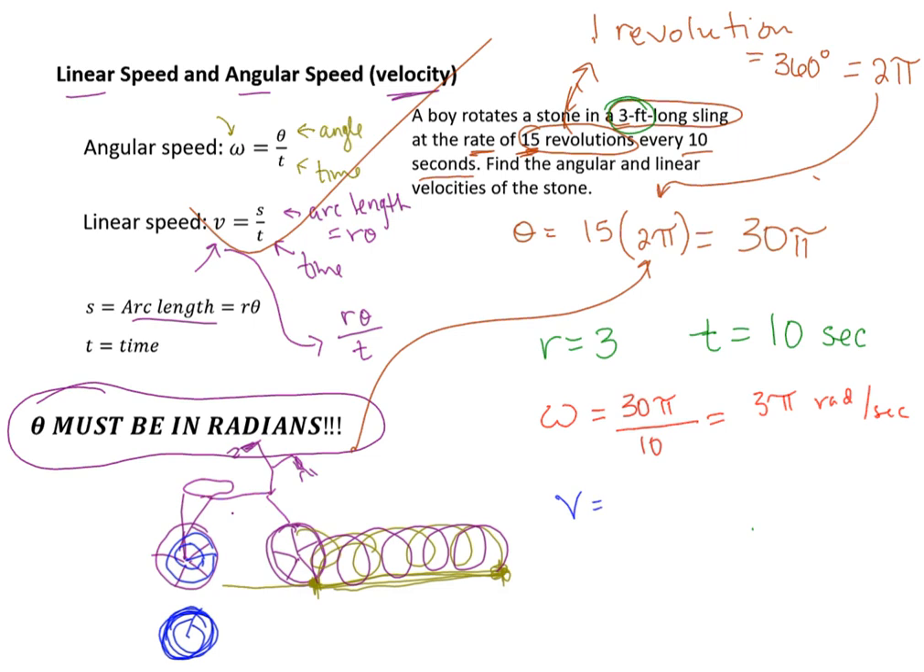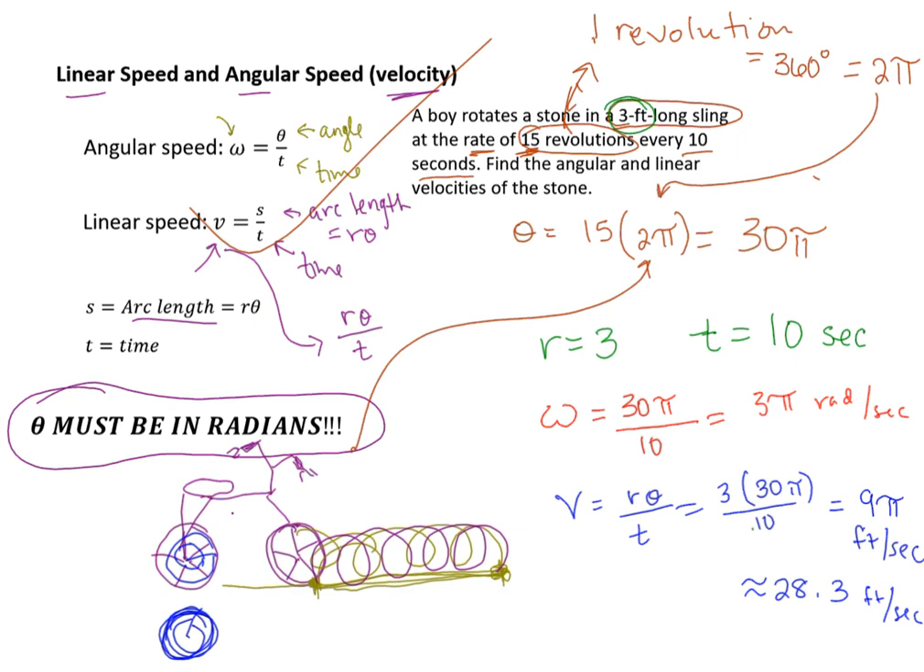V is S, or R theta, over the time. R this time is being used. Theta is 30 pi over 10 seconds, which is 9 pi. That one's going to be feet. Actually, it's called foot radians, but we're just going to call it feet per second. And that again is approximately 28.3 feet per second.